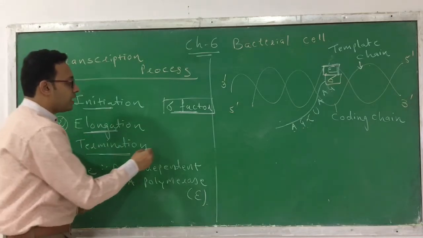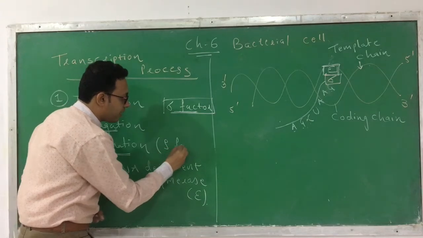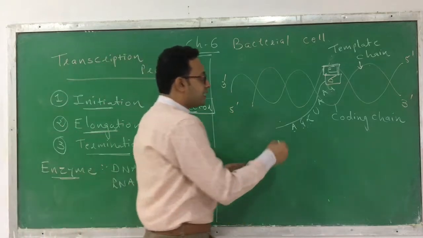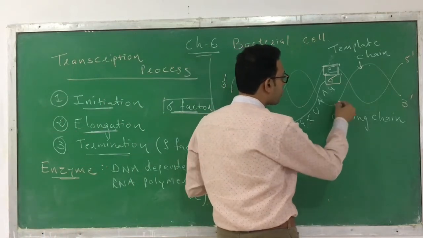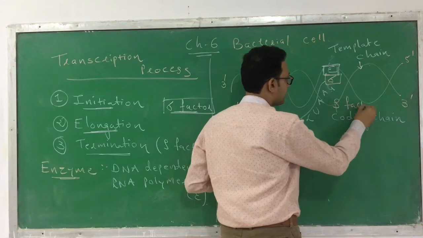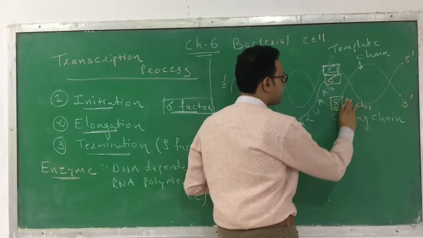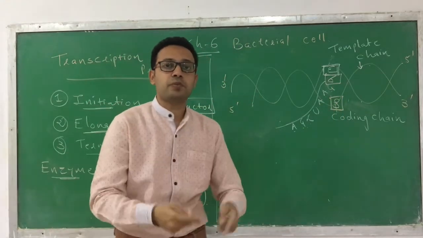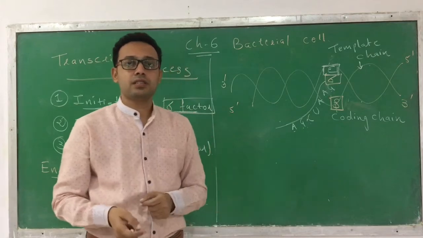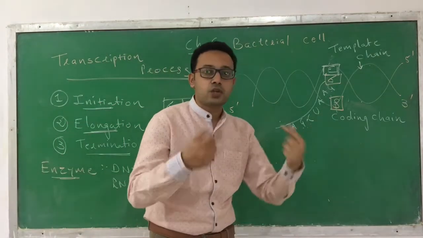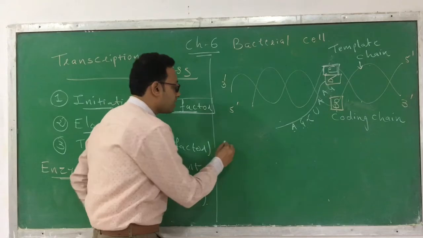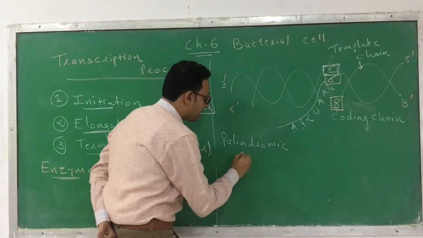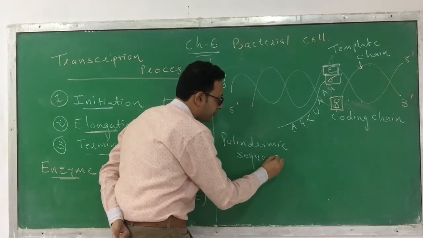So it also requires a factor, and here the factor that is required is the rho factor. The rho factor attaches to the chain. Okay, this is the rho factor which attaches to it. I am just writing the rho. And due to this, the transcription process ends or terminates. Along with this, the rho factor binds when there are palindromic sequences. Before the termination, the palindromic sequences appear.